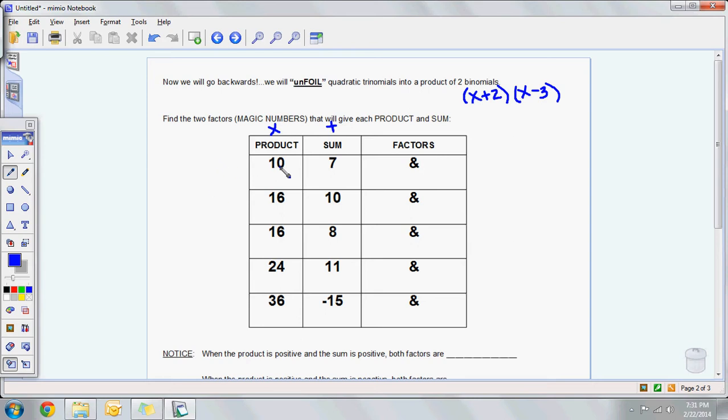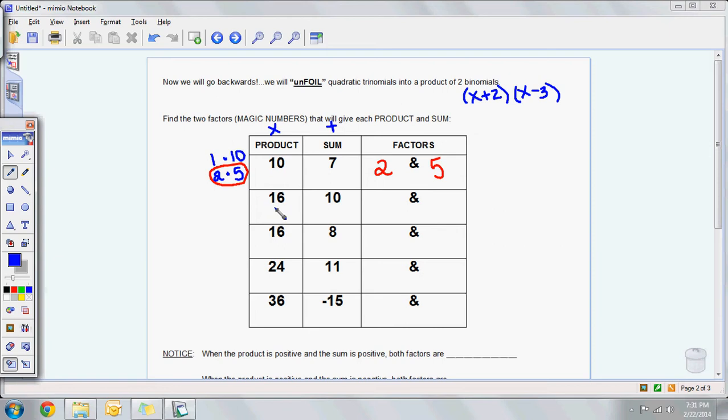So remember, product means when you're multiplying two numbers, and then the sum would be two numbers added together. So let's start with product. So factors of 10. I'm going to start with 1 times 10, and then 2 and 5, and I think that's it. Those are the only factors of 10. So those multiply to give me 10. Do any of them add to give me 7? Well, that would be 2 and 5. So 2 times 5 is 10. 2 plus 5 is 7. So those are my magic numbers, my magic factors. Okay, it's as easy as that.